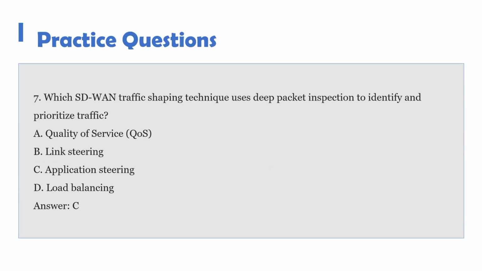7. Which SD-WAN traffic shaping technique uses deep packet inspection to identify and prioritize traffic? A. Quality of service, QoS. B. Link steering. C. Application steering. D. Load balancing. Answer: C.